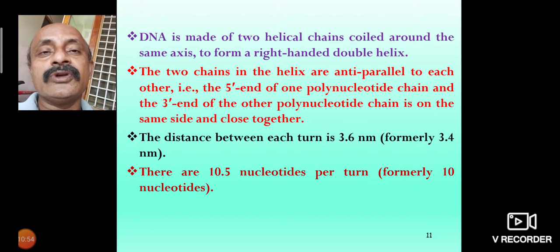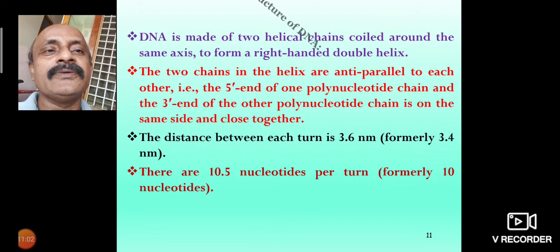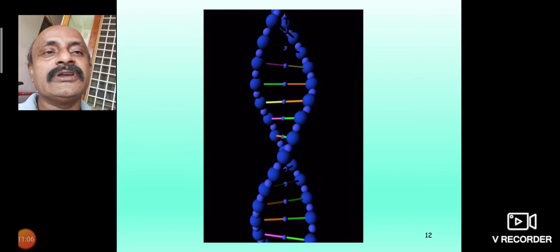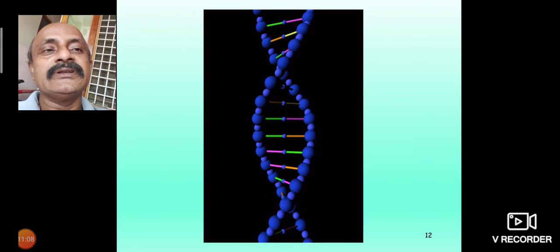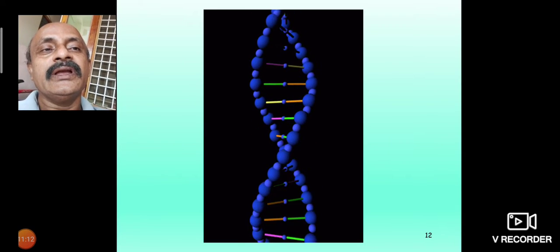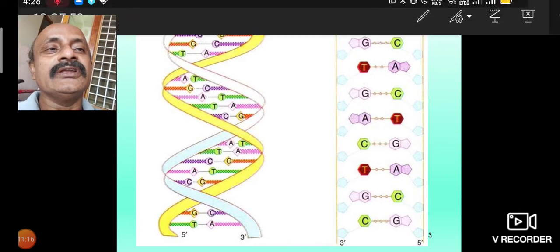So what is a nucleotide? A nucleotide consists of a phosphate, a nitrogen base and a sugar molecule. These three together are called a nucleotide. So this is the structure of DNA. DNA has a helical structure, forming a double helical model, and the strands are always coiled around each other.